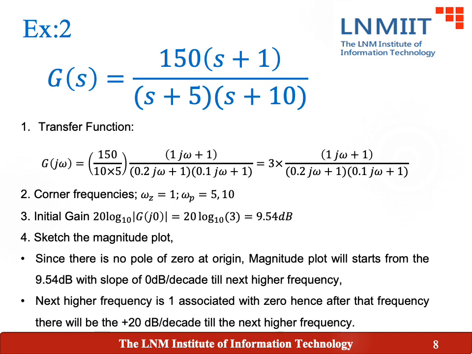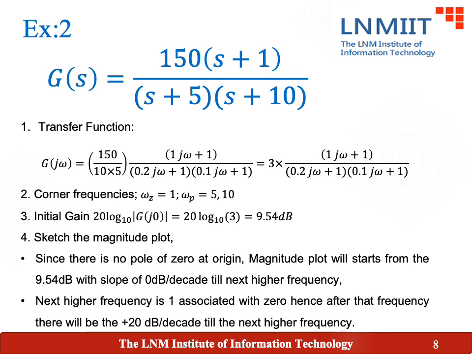Similarly, consider the second example. In this example, we are given a transfer function in this form. So we will first rearrange this transfer function in the given form. So this will give you the transfer function given in the first point. And next, we will find out the corner frequencies. There is one corner frequency associated with the zero, which is 1 radian per second. Two corner frequencies are associated with the poles, 5 and 10 radian per second.